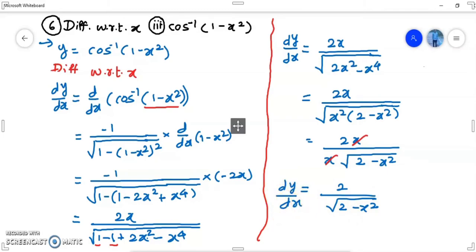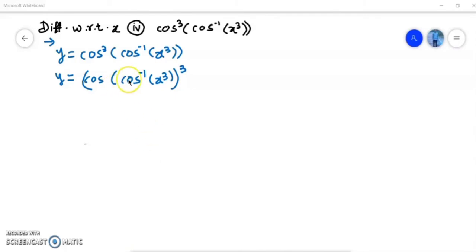That's how. This is that last example which we had written in the list. Cos cube of cos inverse of x cube. What we do is cos cube of cos inverse of x cube is taken as y. Then the simplification step. When you see cos cube of x, it means it is equal to cos x whole cube. In the same manner, cos cube of this bracket is equal to cos of that bracket raised to 3, just like this. Now you can simplify this as cos of cos inverse of x cube.